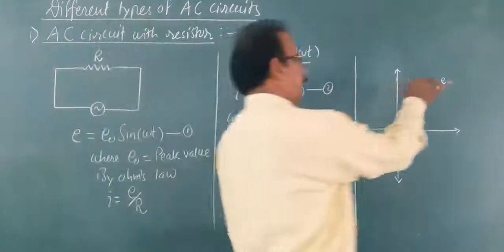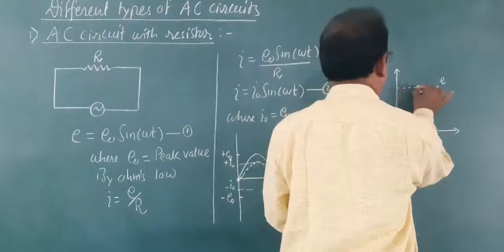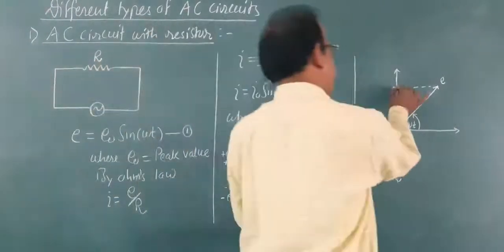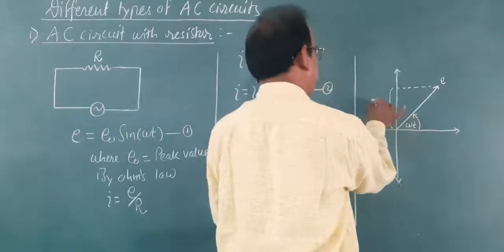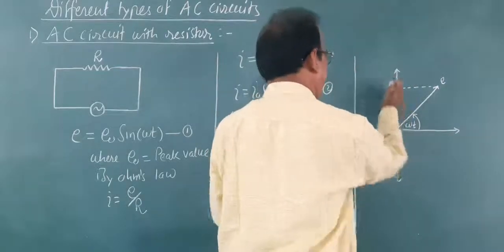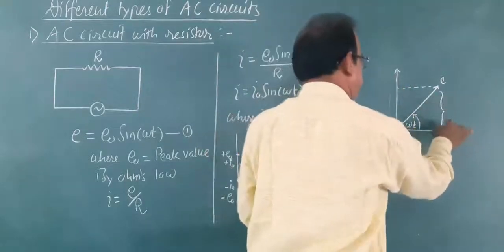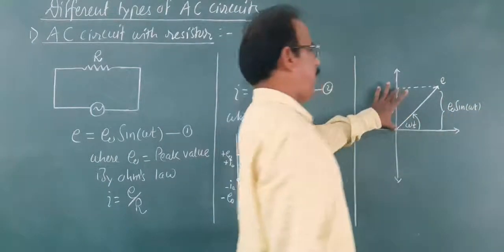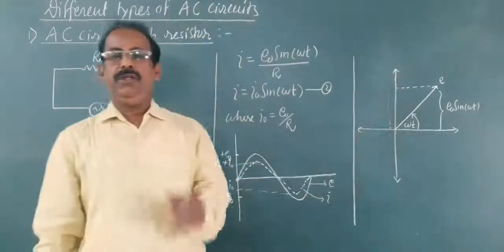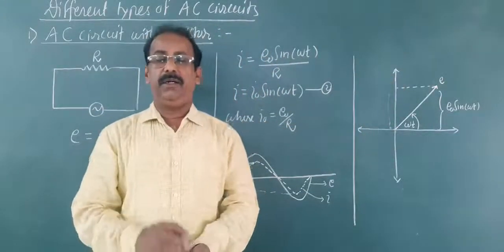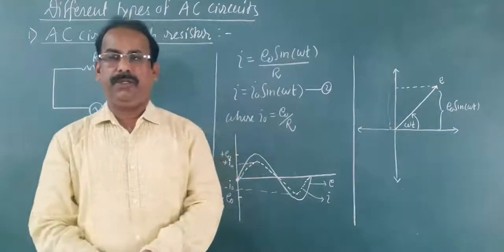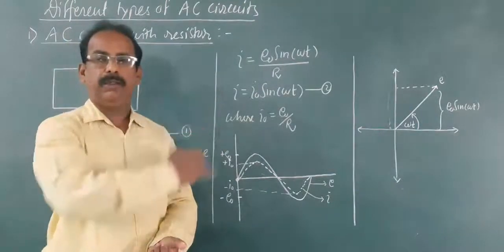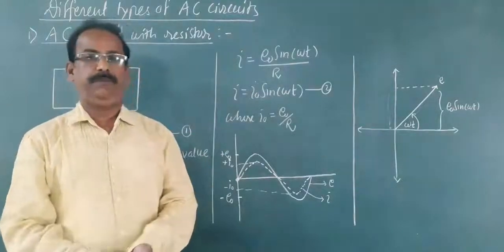The projection drawn from the end point of the vector on the vertical axis gives us the instantaneous value of EMF, which is equal to E0 sine of omega t. It is E0 sine of omega t, the instantaneous value of EMF. The projection drawn from the end point of the vector on the vertical axis gives us the instantaneous value.